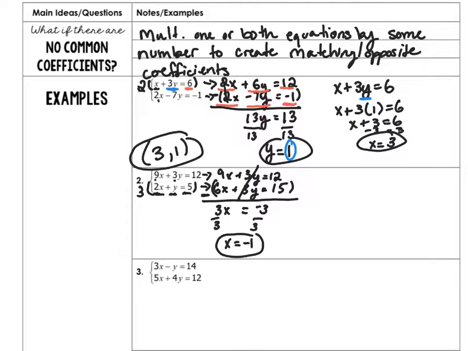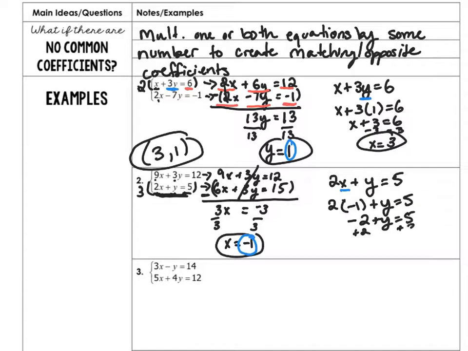Now I'm going to use the second original equation here. You could use the first, though; it doesn't really matter. So I plug in this negative 1 for x. 2 times negative 1 plus y equals 5. We get negative 2 plus y equals 5. Add 2 to both sides, and we get y equals 7. So our coordinates are negative 1, positive 7. All right, so I'll have you try 3.